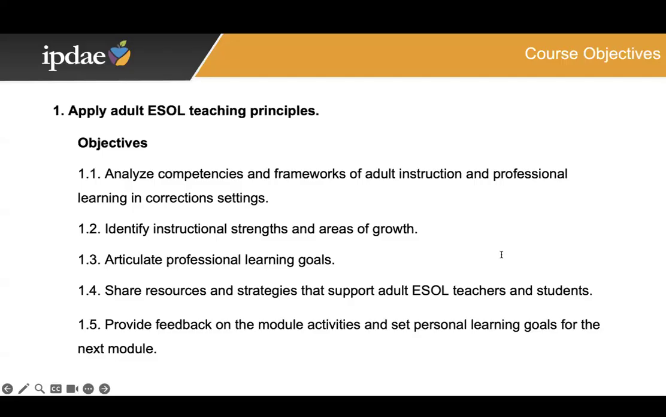And then finally, objective 1.5, provide feedback on the module activities and set personal learning goals for the next module, serves as an exit ticket, in a sense, to encourage self and course feedback, reflection, and goal setting. So these are actually 3 brief questions that ask after each module, what was something that was done well? What was something that is still developing or that you are in the process of learning? And then also, what are some goals for moving forward in the course? Again, modeling an exit ticket and how we can engage with our students as well.